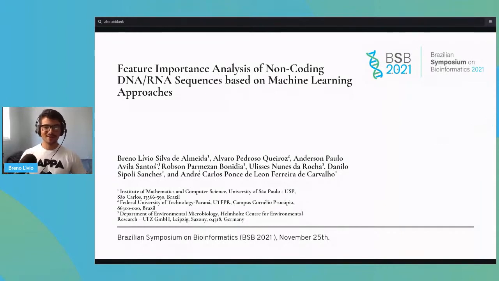Good afternoon. I would like to present the paper on feature importance analysis of non-coding DNA/RNA sequences based on machine learning approaches. The authors are me, Breno Olívio, a Bachelor of Science Computer Science student at ICMC, University of São Paulo. We also have Álvaro Queiroz, Anderson Santos, Robson Buendia, Danilo Sanches, and my scientific initiation supervisor, André de Carvalho.